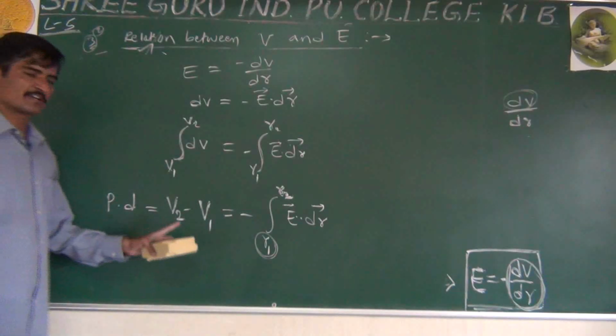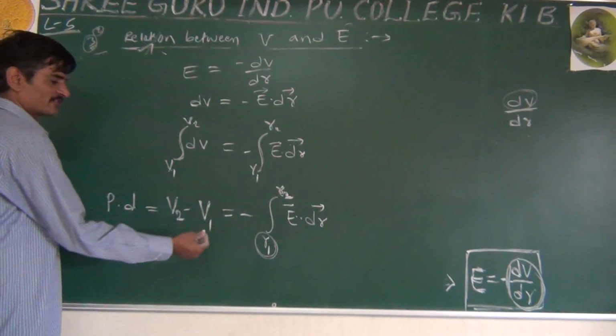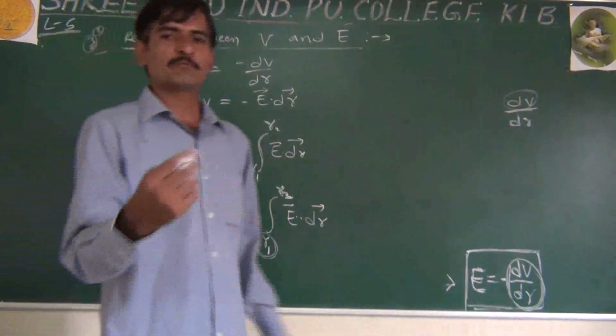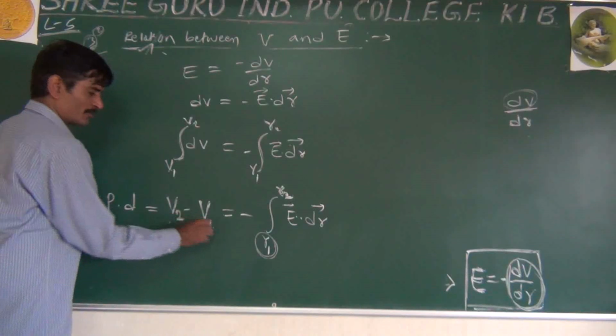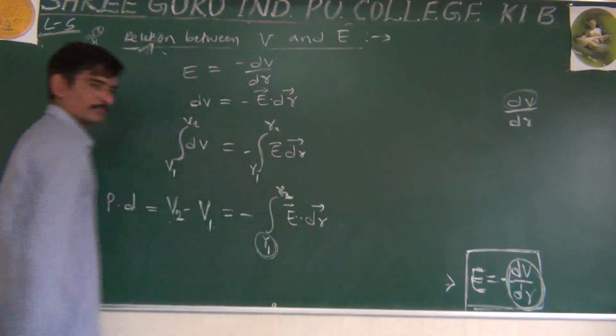Understood? Potential difference. When a charge is moved from one point to another point, V1 to V2, the potential difference is final minus initial, V2 minus V1. So this is how we can calculate.